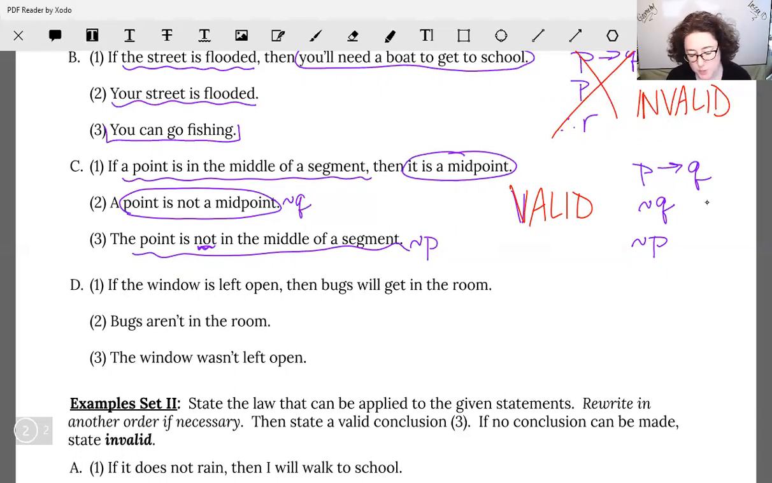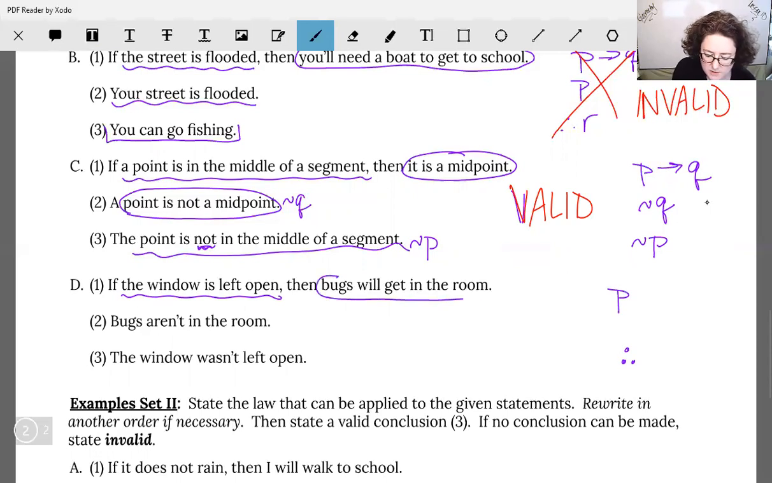Okay, there we go. Okay, last example in the set. If the window is left open, then bugs will get in the room. Bugs aren't in the room. The window wasn't left open. So the third statement is supposed to be our therefore, our conclusion. Okay, let's check the first two statements. So the window is left open, that can be our P statement. Bugs will get in the room, that can be our Q statement.